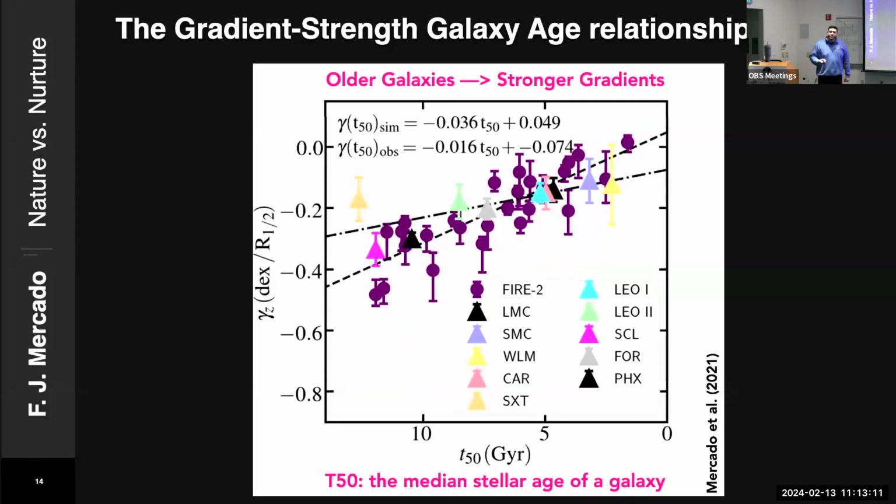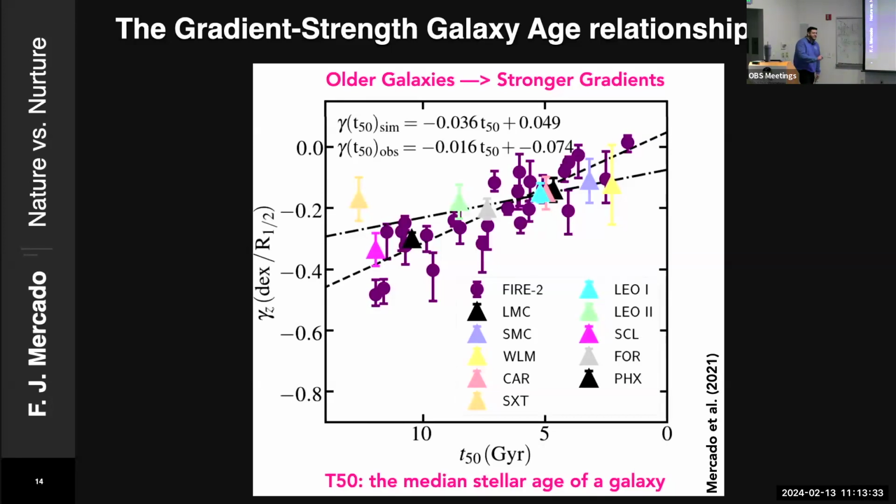To do that, we take metallicity gradient measurements from the literature, as well as T50 values taken from star formation histories of the same galaxies. And we see that some of these Local Group galaxies do tend to follow a very similar relationship to what we see in the simulations.